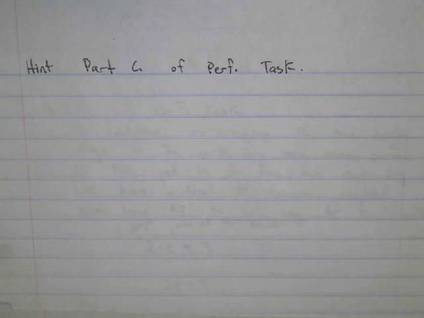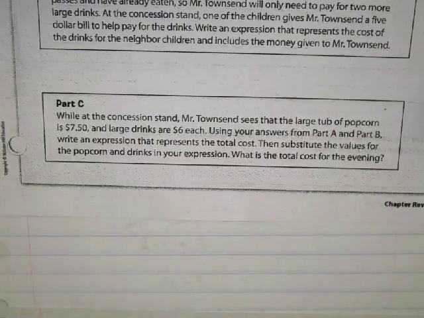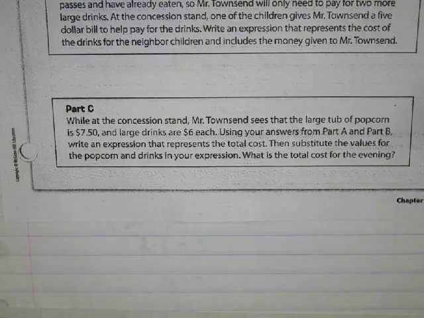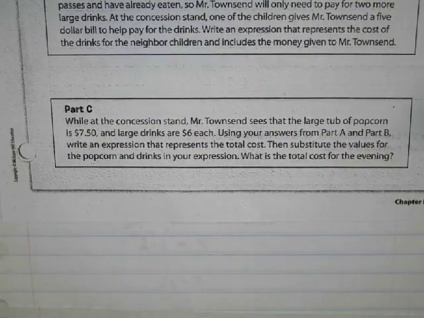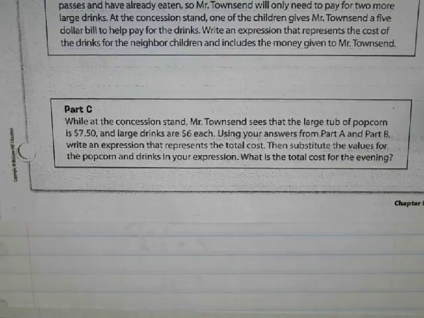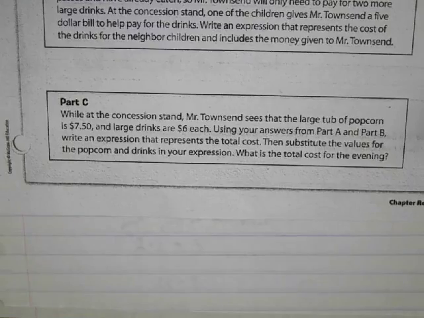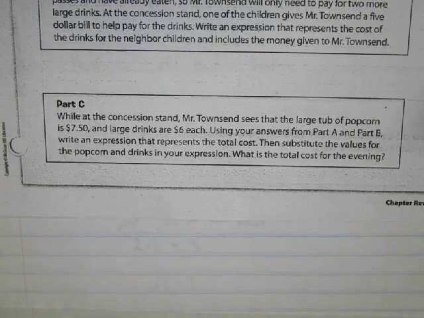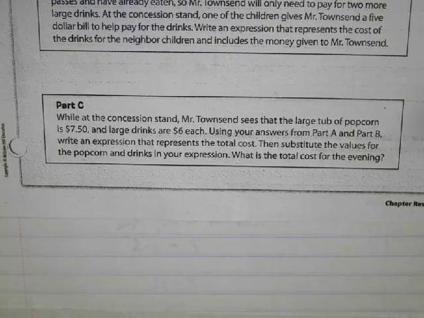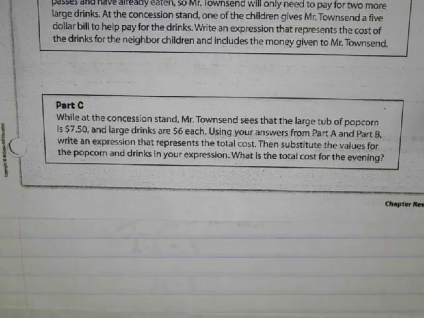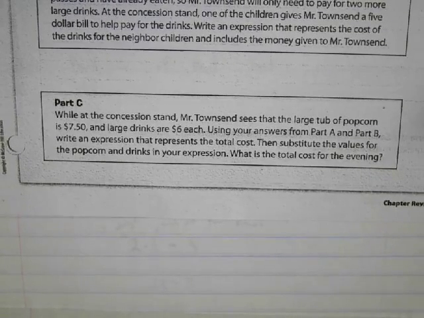Okay, so here's a hint for part C. So let's read part C. While at the concession stand, Mr. Townsend sees that the large tub of popcorn is $7.50 and large drinks are $6 each. Use your answers from part A and part B. Write an expression that represents the total cost. Then substitute the values for the popcorn and the drinks in your expression. What is the total cost for the evening?